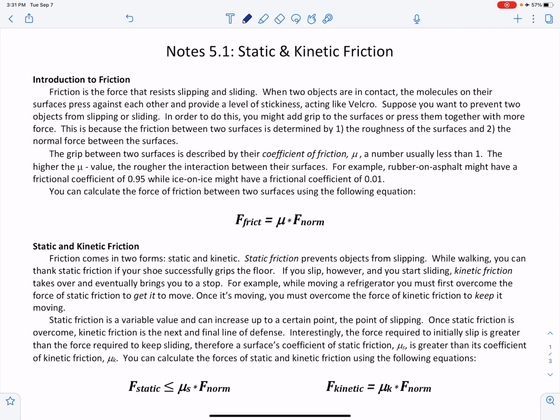In this lecture we're going to talk about friction, specifically two types, static and kinetic friction. So let's take a look. Over here, friction is the force that resists slipping and sliding.